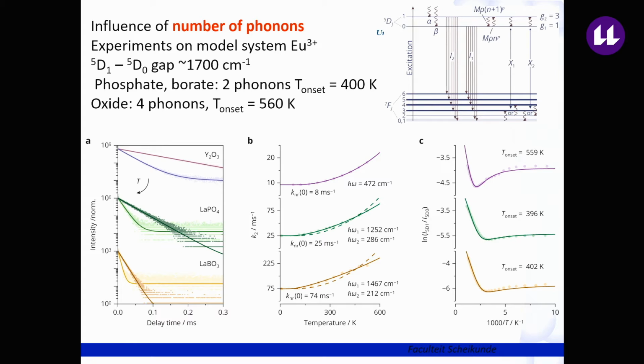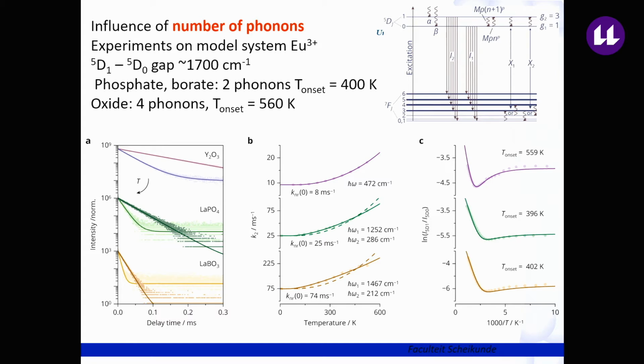And here we compare 2 types of lattices. We put the europium 3+ ion, my favorite ion, into yttrium oxide and also into lanthanum phosphate and lanthanum borate. In a phosphate and a borate, you have 1200 wave number, 1400 wave number high energy vibrations. So you need only 2 vibrations to bridge that gap between the 5D1 and the 5D0 level.